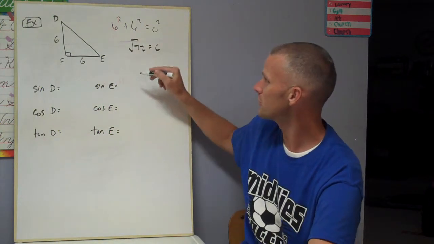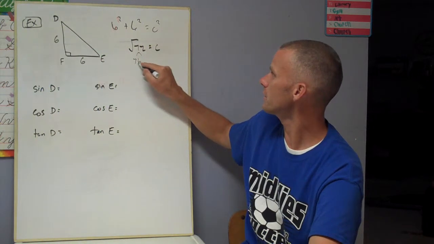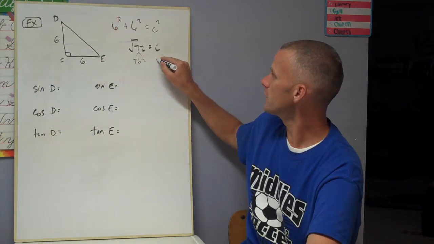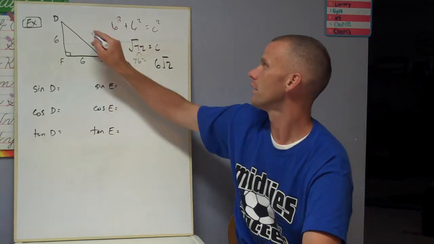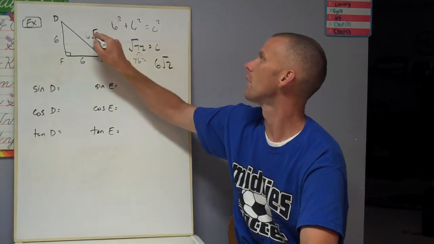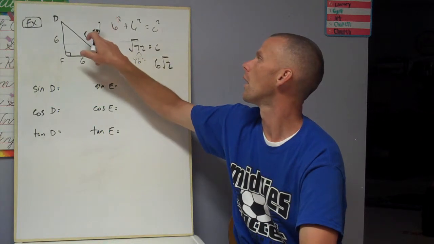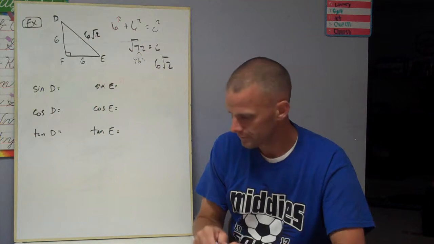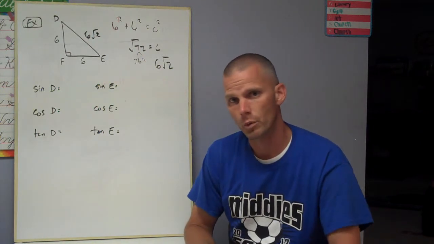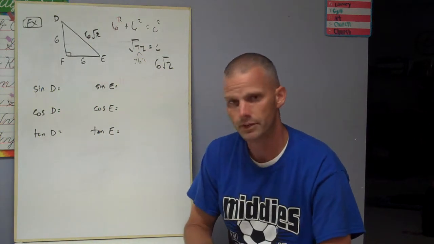Simplify your radicals. That's right. 36 and 2, which means the square root of 36 is 6. You get 6 radical 2. That's your hypotenuse. We're going to set these up one way, and we'll talk about how to simplify them when we get into class tomorrow. That'd be a good way to start things off.